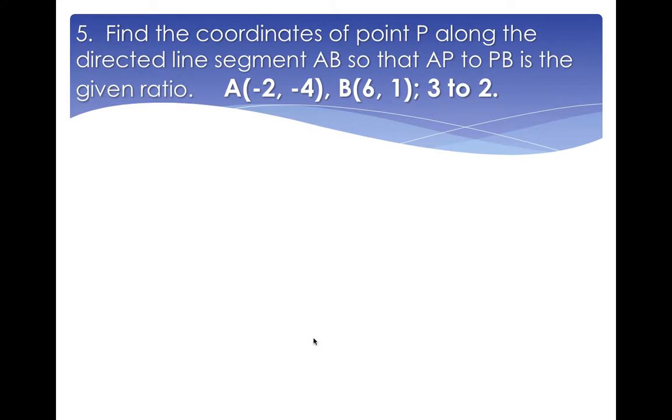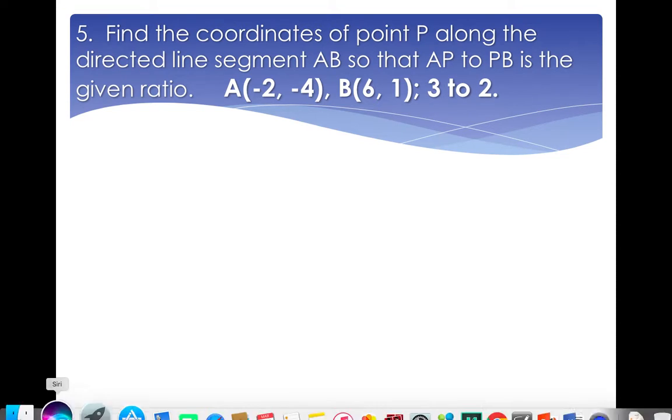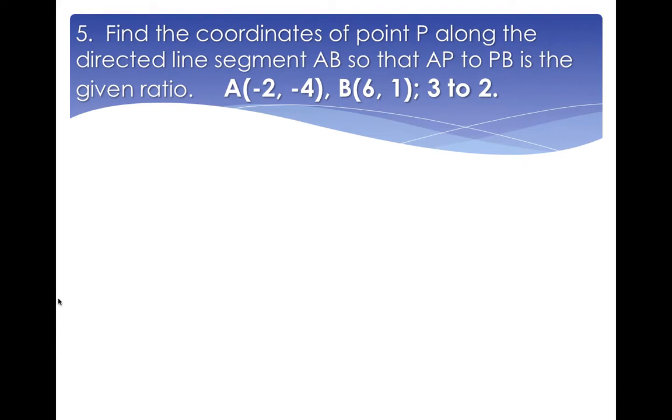Let's look at number 5. Once again, same thing. Find the coordinates of P along the directed line segment AB so that AP to PB is the given ratio. And one thing that you can think about right here is we can still label what we have. Remember, this is my x1, -4 is my y1, 6 is my x2, 1 is my y2, this 3 represents my A, and this 2 represents my B. So pause the video and see if you can come up with the correct answer.